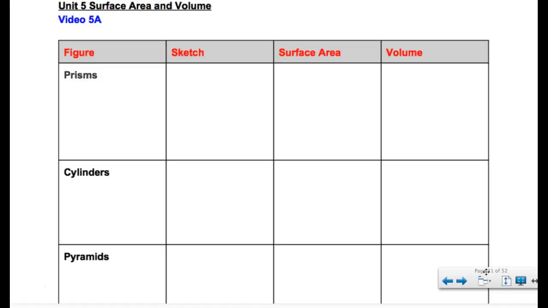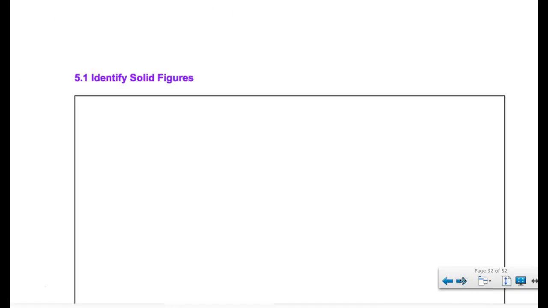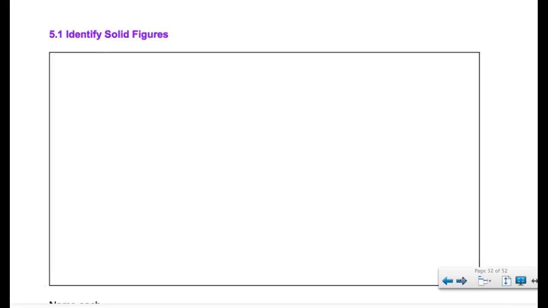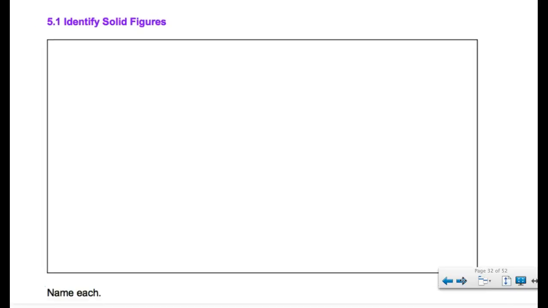So this sheet right here with this table on it is going to be filled in bits and pieces as we go through the entire chapter, but this is what I'd have out when you're doing your worksheets and when you are doing the test because you're allowed to use it. So we are going to begin on the next page and we're going to fill that in as we go. So first of all, identifying solid figures.